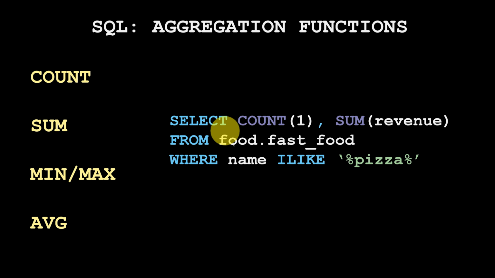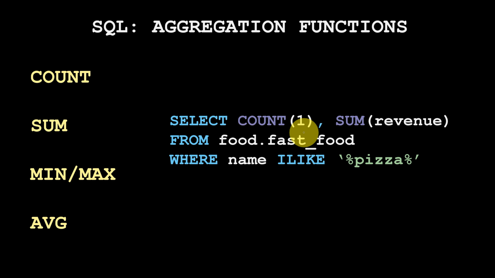So what I've done here is I selected from the table food.fastfood, and I only care about restaurants where the name contains the word pizza. So I'm guessing all pizza stores. And now, as you can see here, this is where the magic happens. I used the aggregation function count here, and I put a 1 in there. Now, count's a little bit special. Usually when you count, it just counts the number of rows. And what I usually do is put a 1 or a star or a column name in there to tell it what to count.